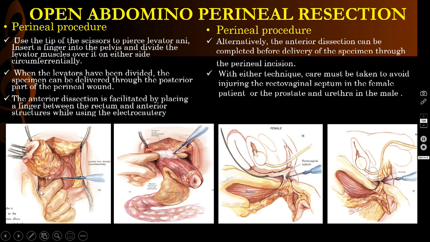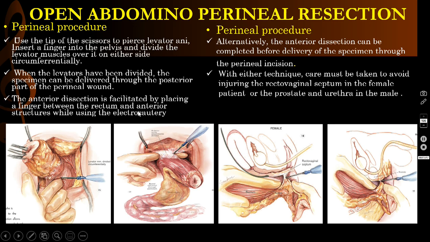Circumferentially you have to divide all around this rectum, the levator ani. When the levators have been divided, the specimen can be delivered through the posterior part of the perineal wound. After dividing this levator all around, the specimen, the proximal part of the colon, including the sigmoid colon, can be delivered through this perineal wound outside.